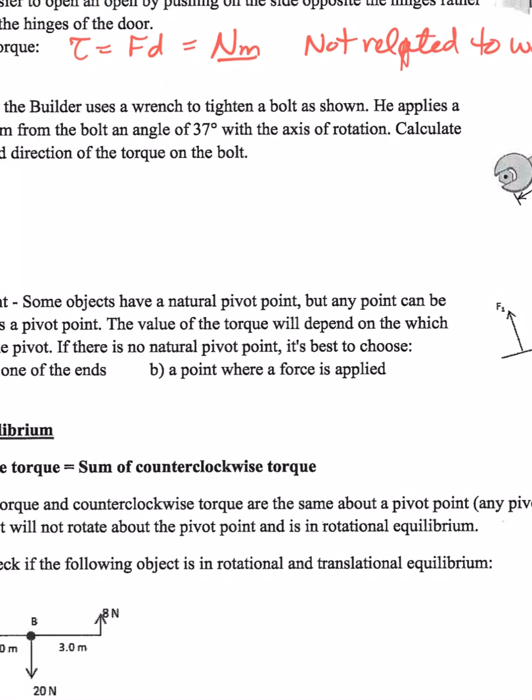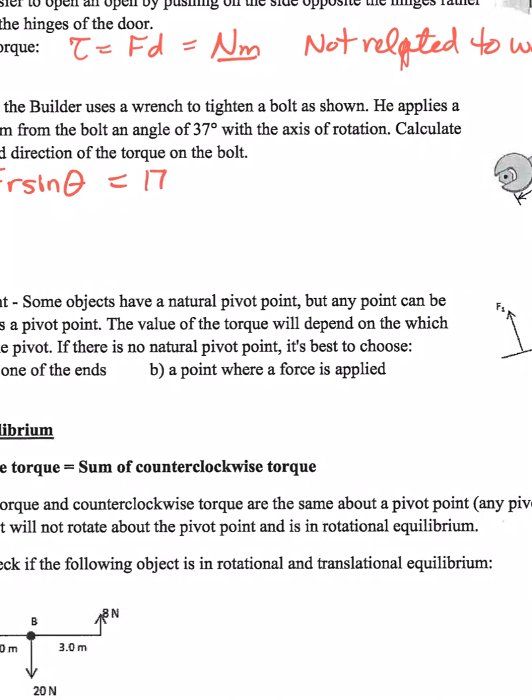Bob the Builder. I love Bob the Builder. He uses a wrench to tighten a bolt. He applies a 17 Newton force 25 centimeters from the bolt at an angle of 37 degrees with the axis of rotation. Calculate the magnitude and direction of the torque of the bolt. Well, is this perpendicular? No. So we have to use this angle. That's our theta, isn't it? We've got an R and we've got an F. So F R sine theta.